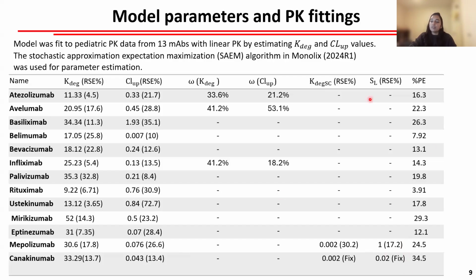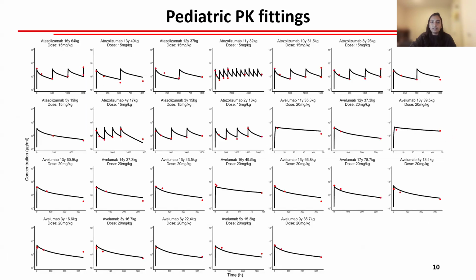Overall, the model was able to demonstrate good performance with median percent prediction errors below 35% for all antibodies that were tested. As shown here, the PBPK model was able to capture the observed PK across multiple monoclonal antibodies in patients ranging from approximately 0.1 years up until much higher ages, like 16-year-old and 18-year-old patients as well.